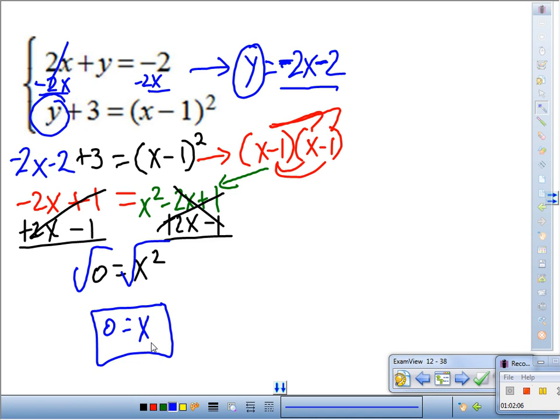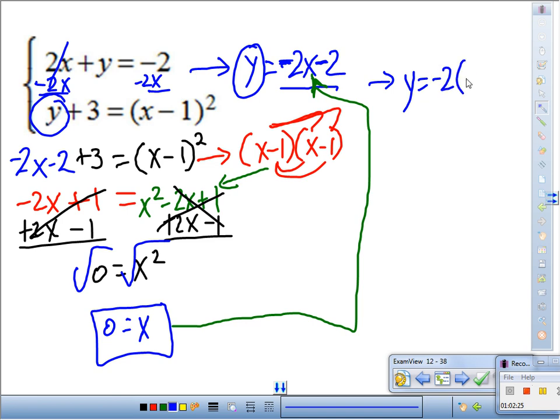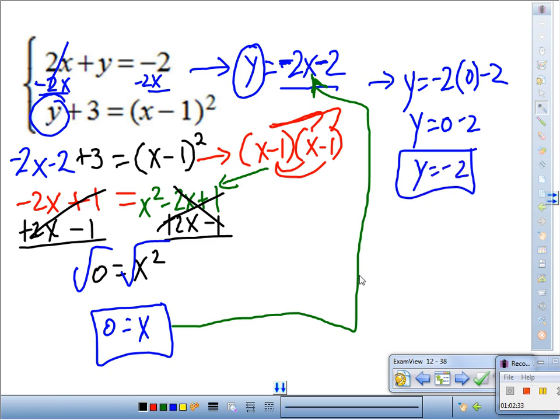Can you remember what we're going to do with that value, please? Very good. Substitute that into this linear equation, so we can solve for y, because it's a system. So we write y equals negative 2 times 0 minus 2, y equals 0 minus 2, y equals negative 2. Am I done? No, we need to solve. What does that mean? We need a coordinate. What's our coordinate? 0, negative 2. Solution.